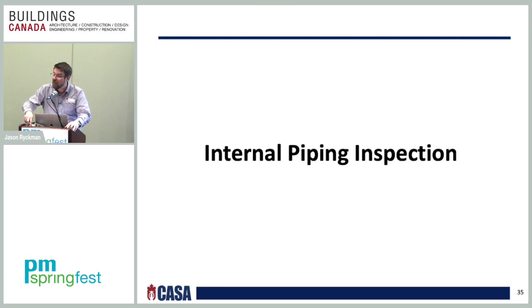One of the unique things in the Ontario Fire Code that's different from NFPA 25 is on dry systems. In dry systems in the Ontario Fire Code, the requirement for an internal piping inspection is every 15 years. In NFPA 25, it's every 5 years. So that's a major difference.